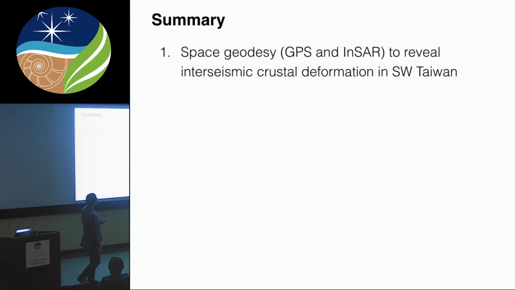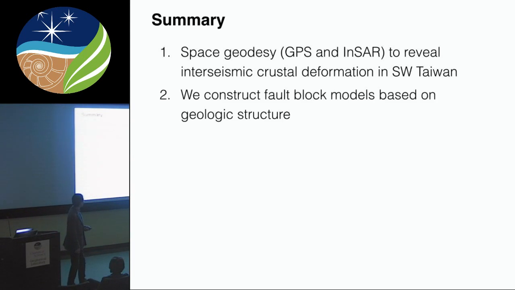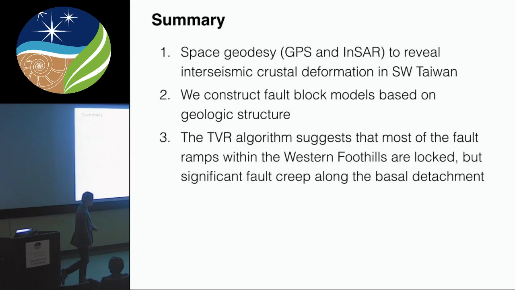All right, so to summarize this part, I just want to say that space geodesy is able to reveal interseismic crustal deformation in southwest Taiwan. And then we are able to build block models based on geologic map. And based on this total variation regularization algorithm, we are suggesting that most of the fault ramps within the western foothills are locked. So those ramps are locked. But there's creeping along the detachment.